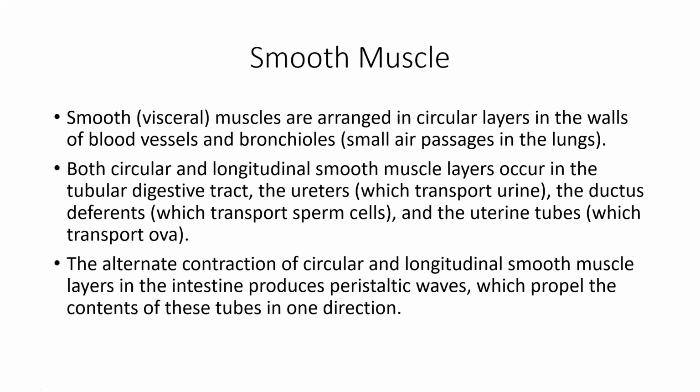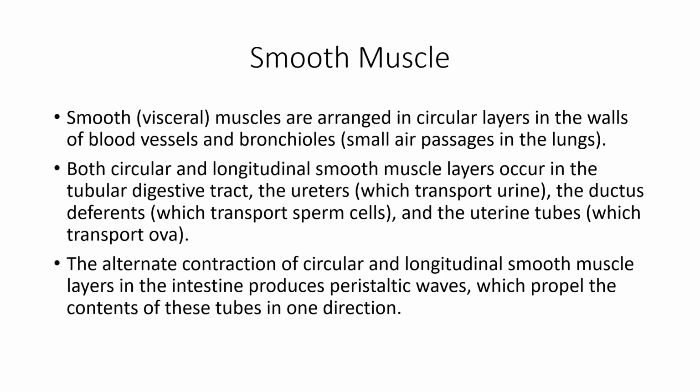And afterwards, now I can move on to the next topic, which is a bit different from the skeletal muscle contraction. And let me now mention some smooth muscles. Well, you know that smooth muscles are mostly located in our organs. That's why they are sometimes called visceral muscles. For example, those muscles which are arranged in circular layers are located in the wall of the blood vessels and bronchioles, which are small air passages in our lungs.